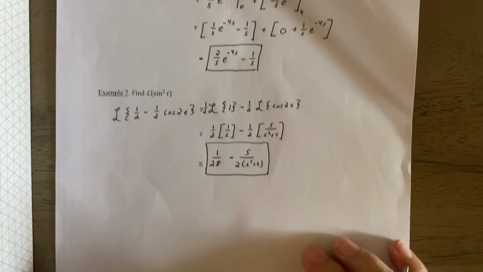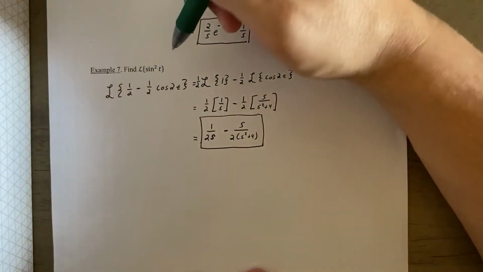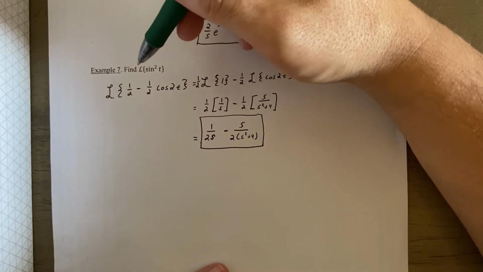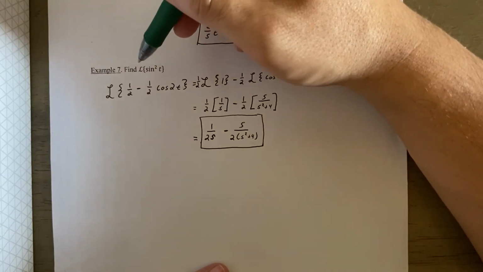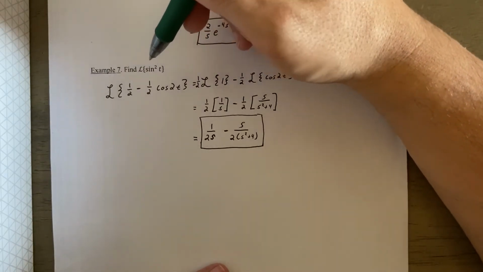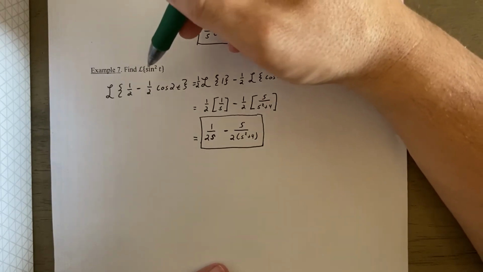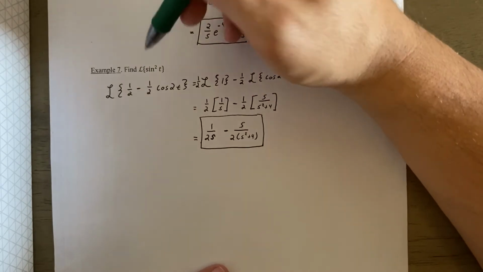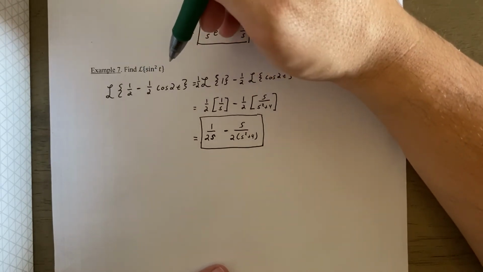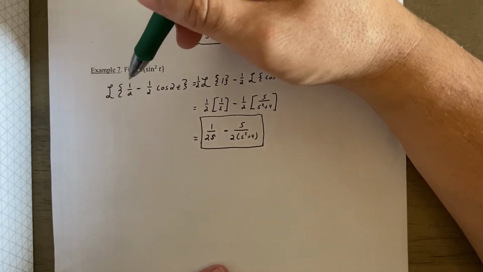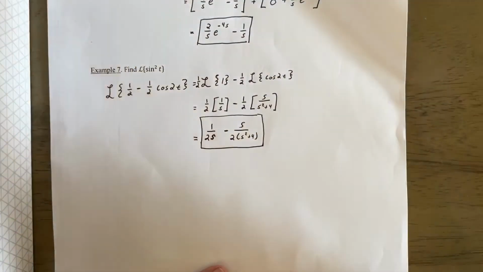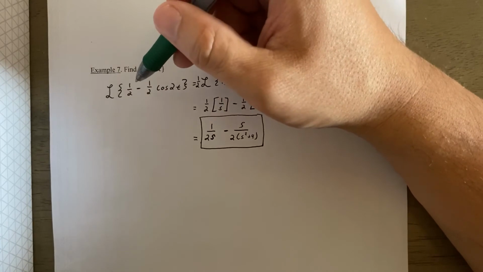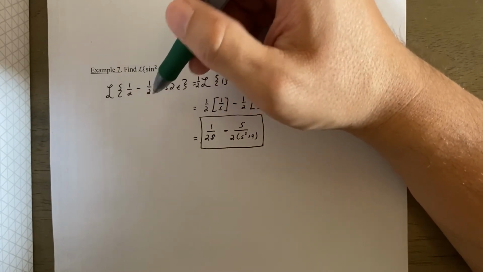Alright, example 7. We want to do the Laplace transform of sine squared t. Now, if you have to do the Laplace transform of sine squared t or cosine squared t, what you want to use is that half angle formula that we have. So sine squared t is really 1/2 minus 1/2 cosine 2t.